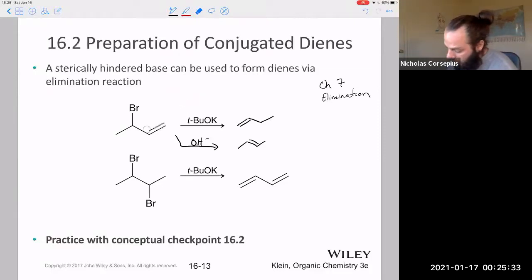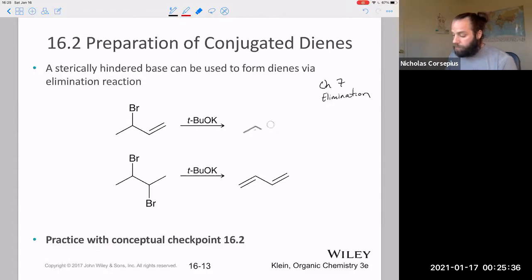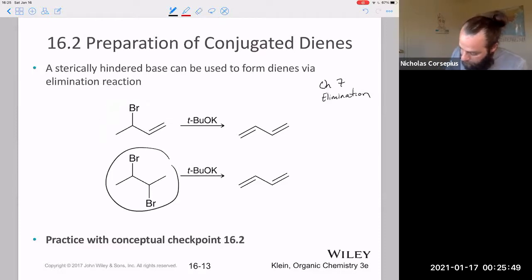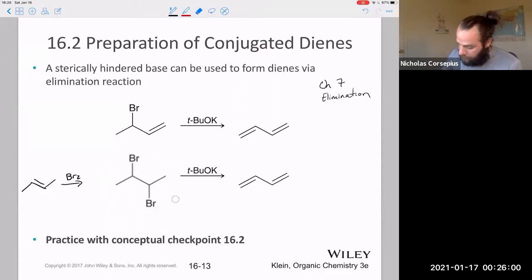So now let's talk about our conjugated dienes here. Again, the goal is to form conjugated dienes. We can do so with tert-butoxide. If you start off with something like this, that's well and good, but even more common would be to start with something like this, because this is easily formed by taking an alkene and adding Br2. Now we can get to this dihalide. And if we treat with tert-butoxide, it's going to remove the hydrogens from those less highly substituted carbons and give us a conjugated diene.